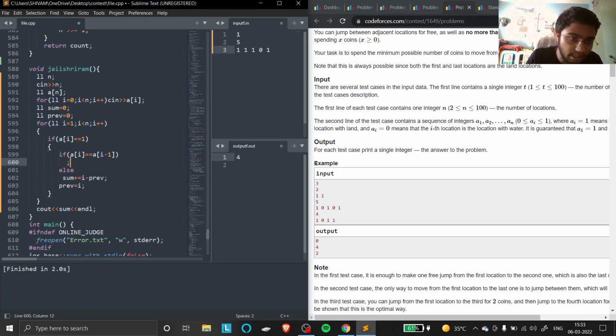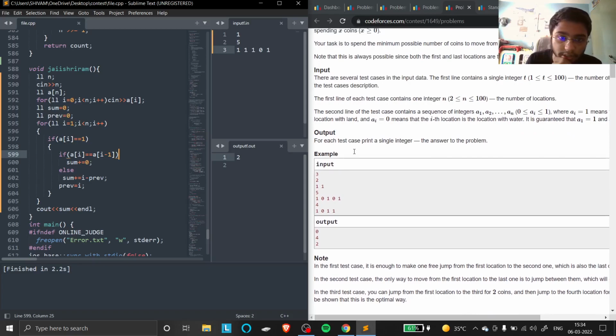We don't need to continue anything. We can say that sum plus equal to 0. Let's say this, like 0, 0, 0. From here, it needs to do 2 jumps. Fine, 2. Like here also, they need to do 2. At least 2 is required. And if I put like 3, so from here it would require 3 jumps.